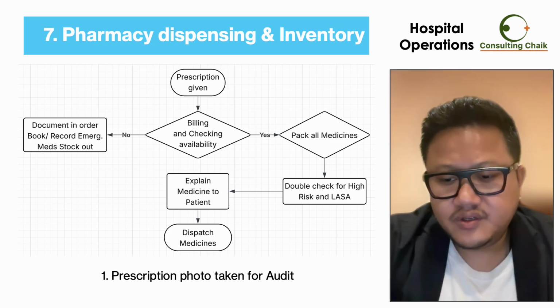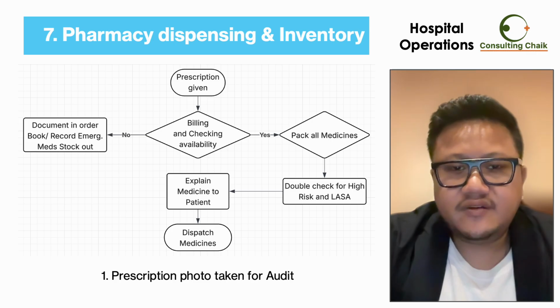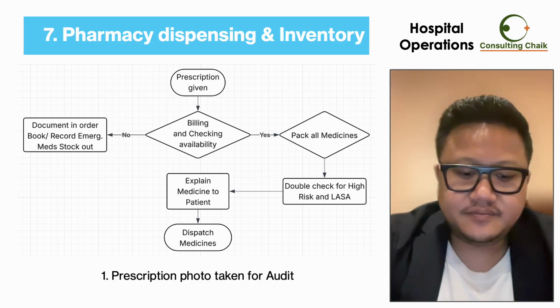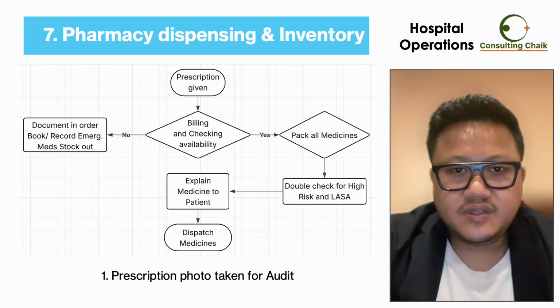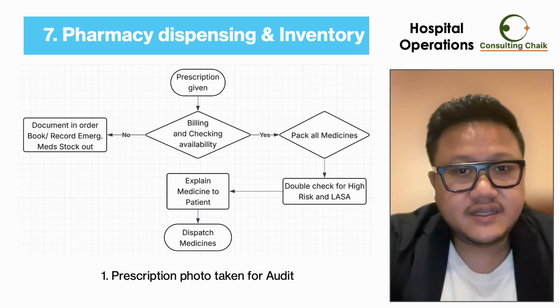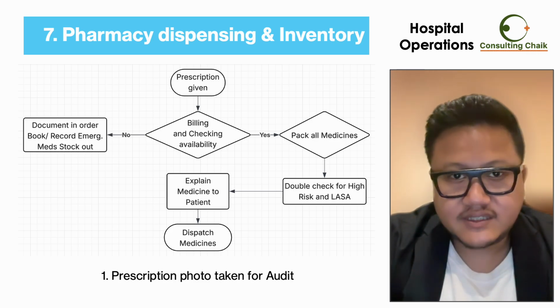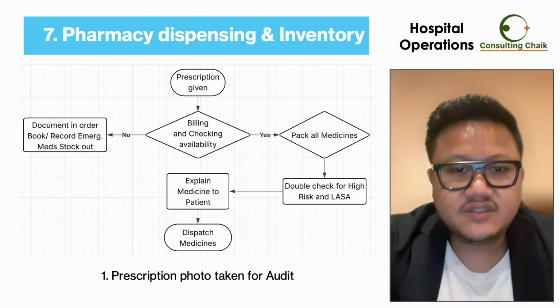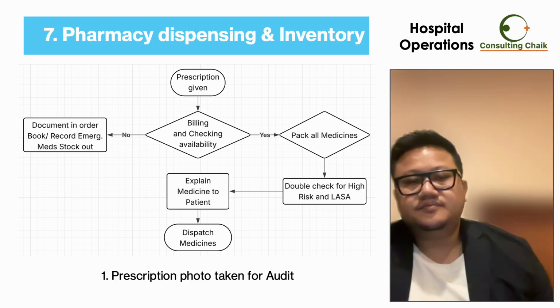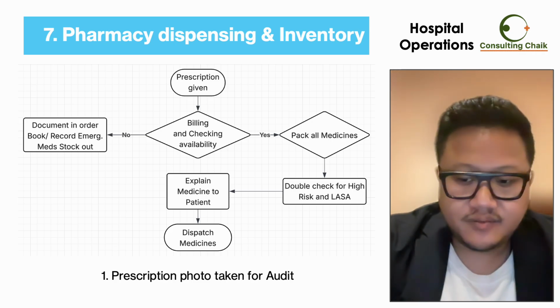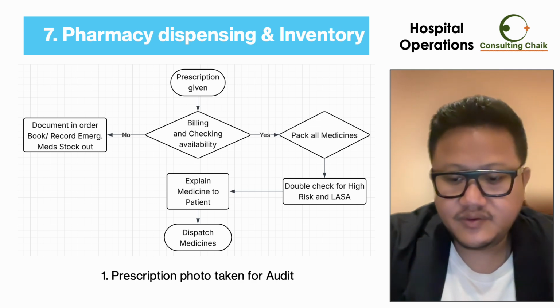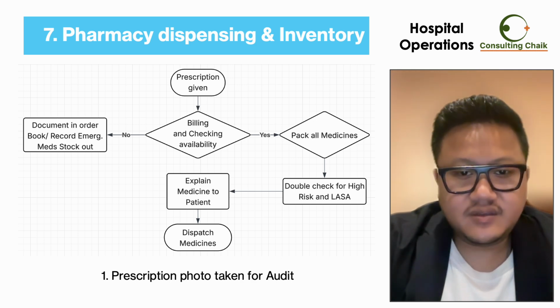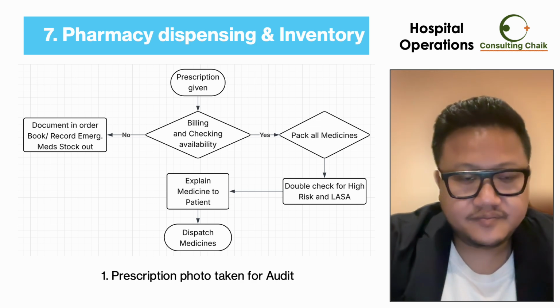Another thing you can do is, if you have a generic alternative to that medicine, then you can call the doctor and ask the doctor whether we can give this alternative medicine to the patient or not. And if the doctor agrees, then you can give it to the patient or attendant.